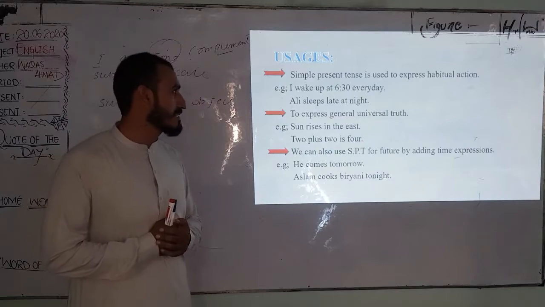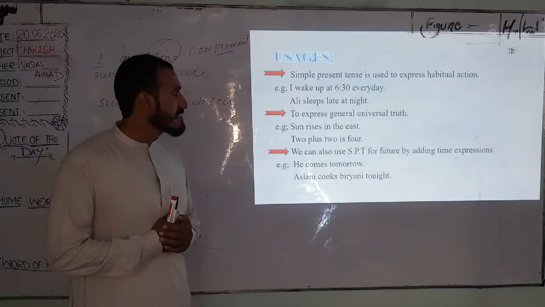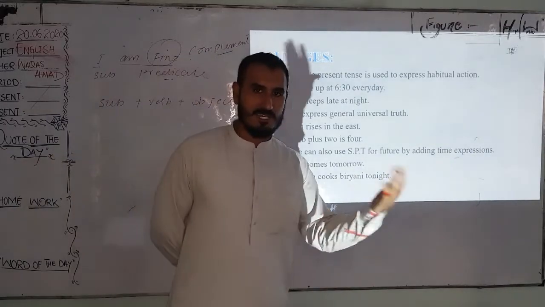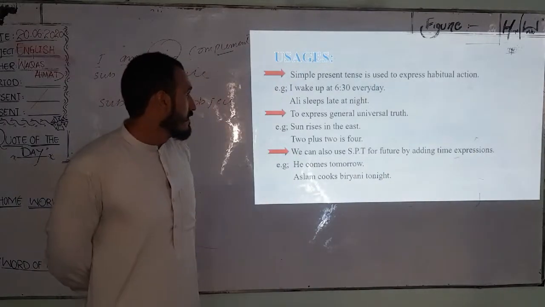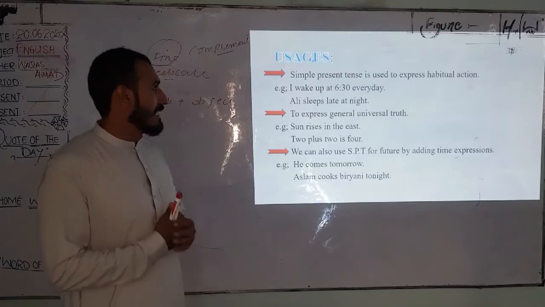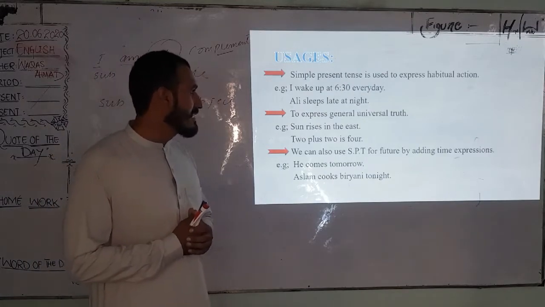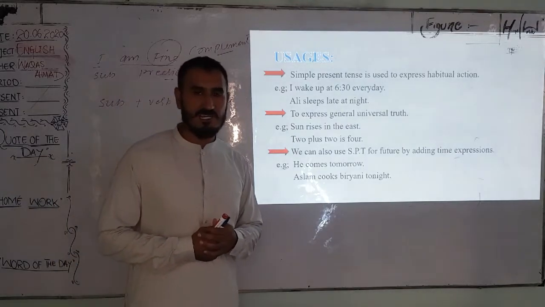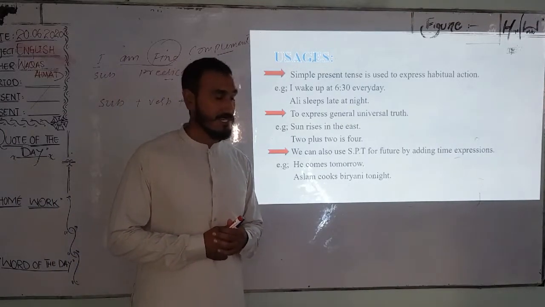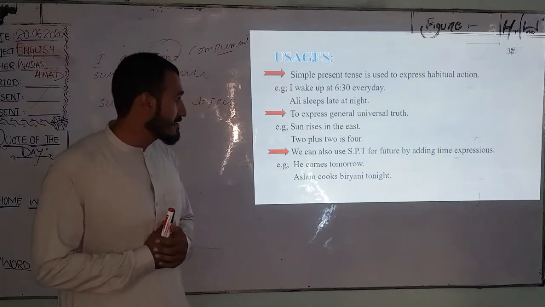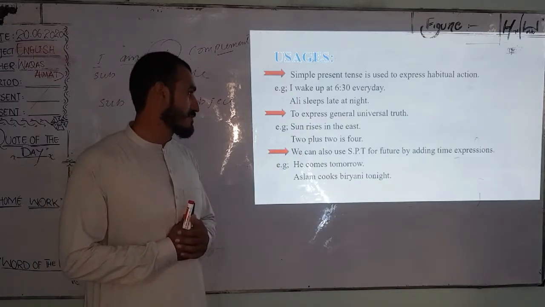Usages of simple present tense. Simple present tense is used to express habitual actions. It is taken from habit. For example, I wake up at 6:30 every day. This is a habit. Ali sleeps late at night. So, habitual action.